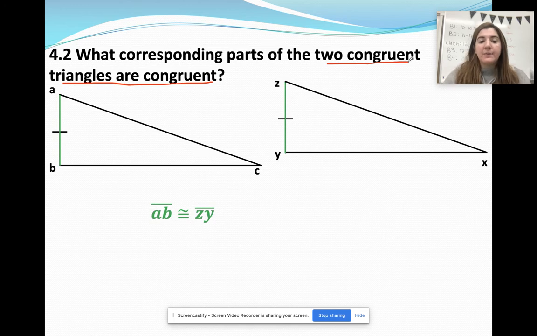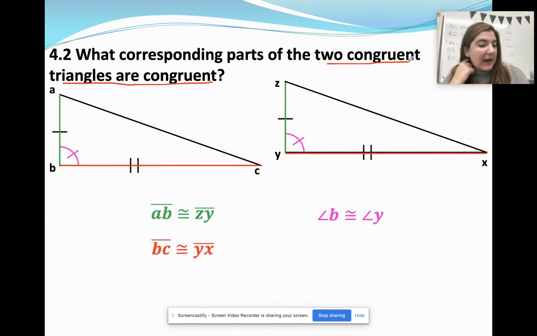We can pick another part. Another part of this triangle might be angle B. So angle B is going to be congruent to angle Y. Because they're congruent, we're going to be able to list them. Angle B is congruent to angle Y. They are corresponding parts. Let's look at another part. Another part I have is line segment BC. Line segment BC is going to be congruent to line segment YX. So we're going to put 2 dashes on both of those lines to show that they correspond to each other and that they are congruent. And then we can write that out.